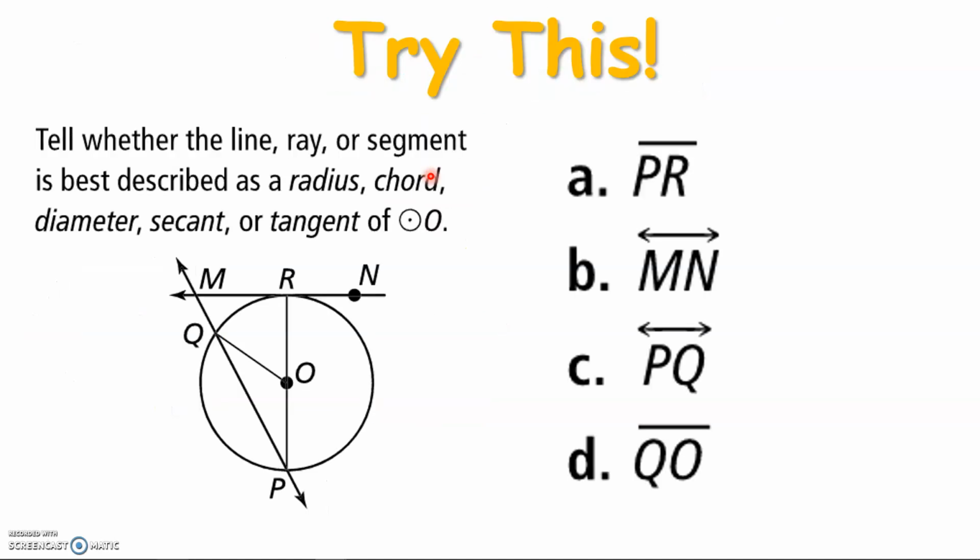Go ahead and give it a try. Tell whether the line, ray, or segment is best described as a radius, chord, diameter, secant, or a tangent of the circle. Pause the video and give it a try. Compare your answers with a neighbor.